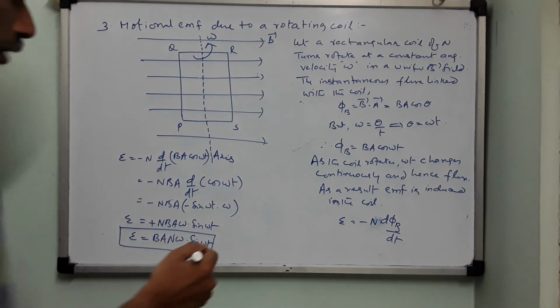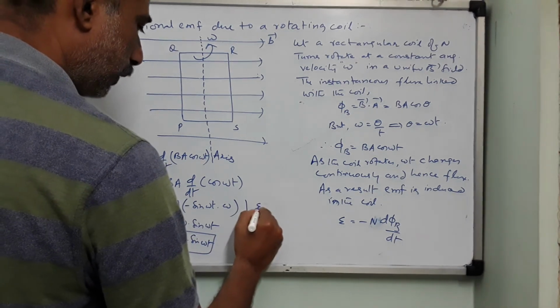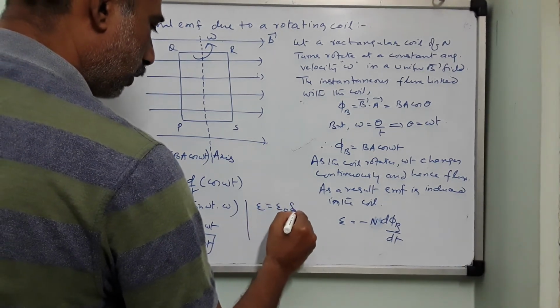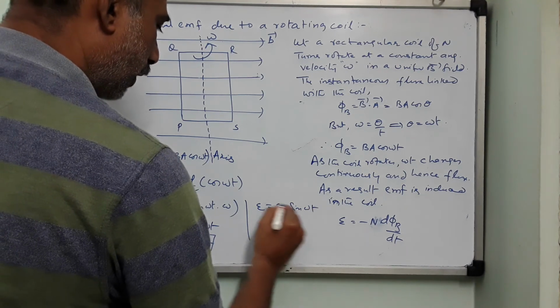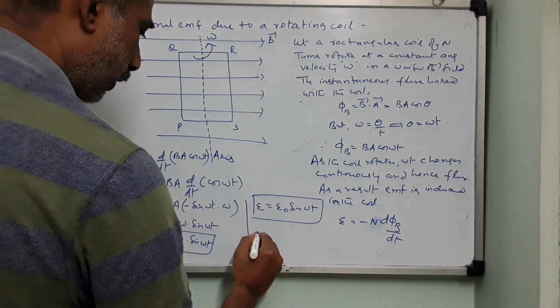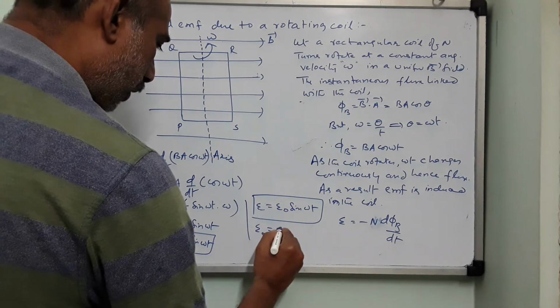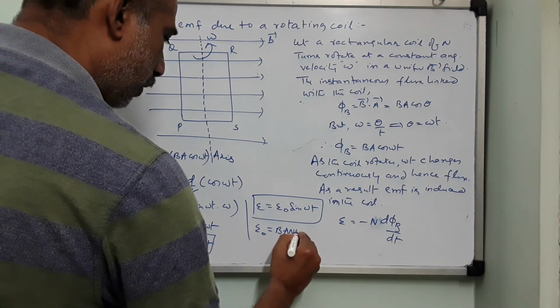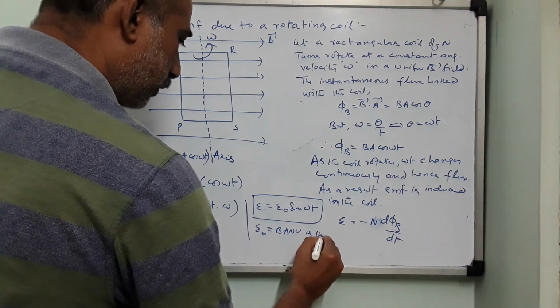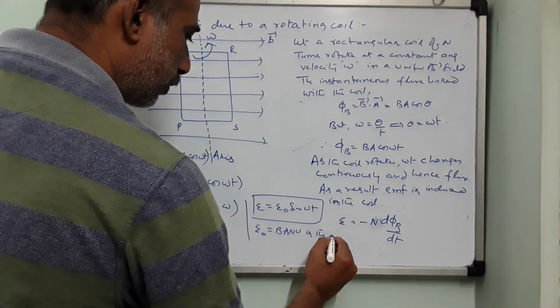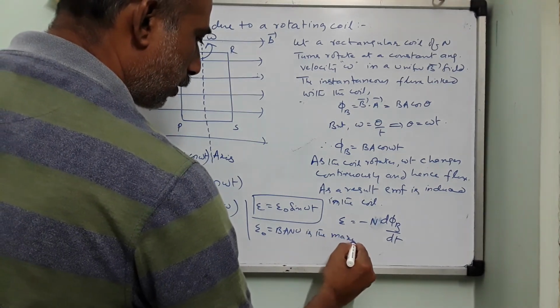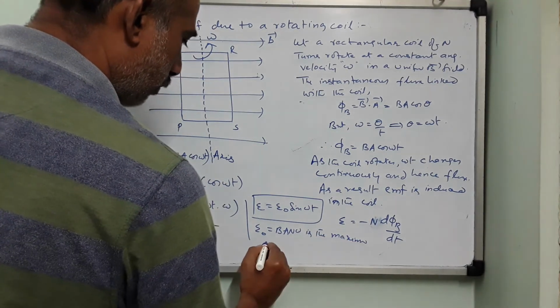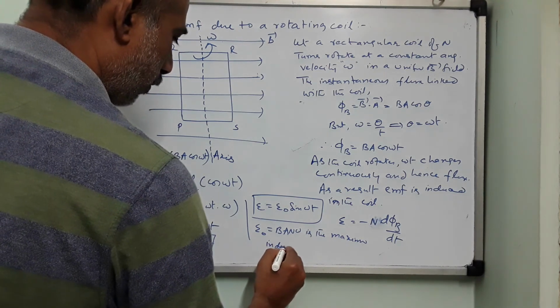Okay, this also will be written as E equals E naught into sin omega t, where E naught equals nBA omega is the maximum EMF induced. The maximum induced EMF.